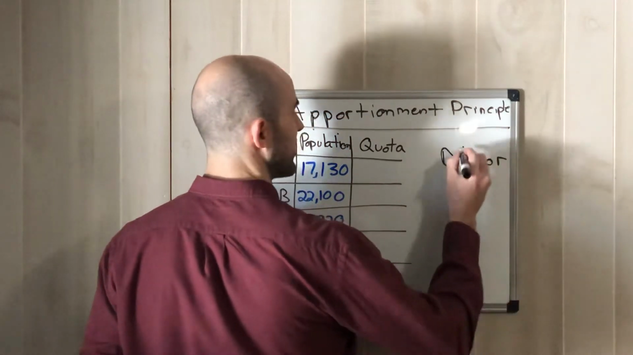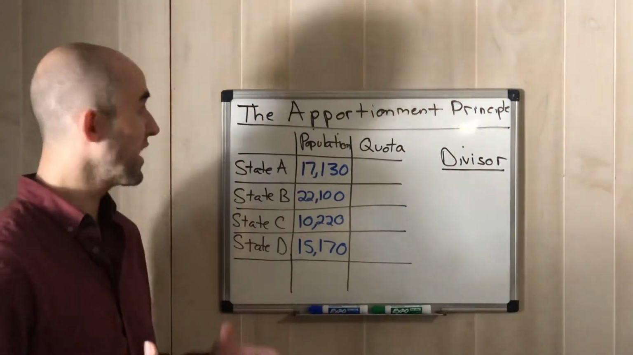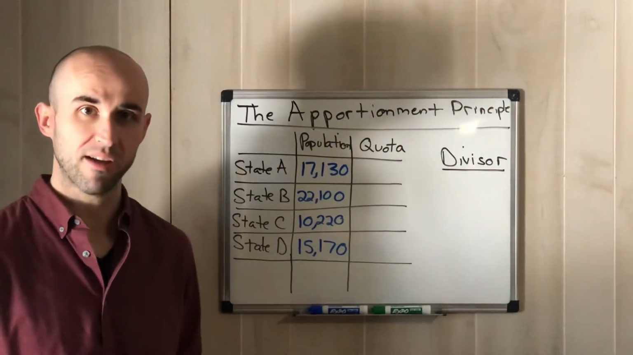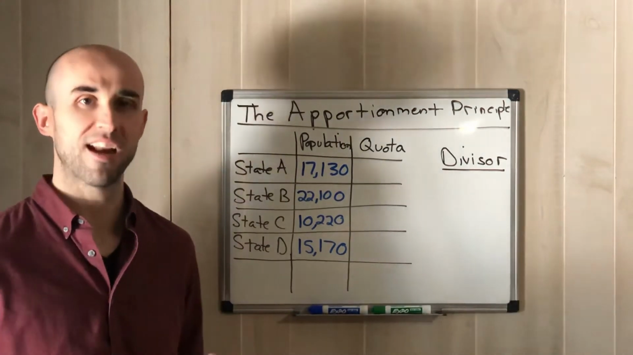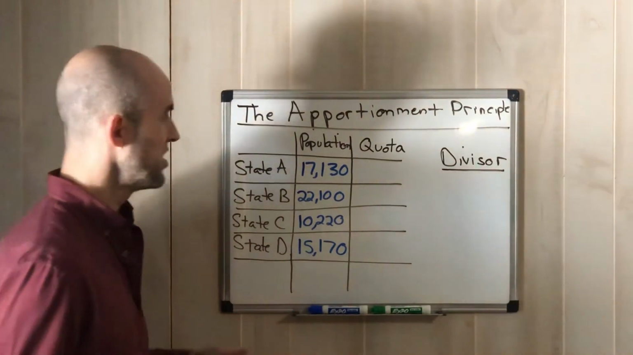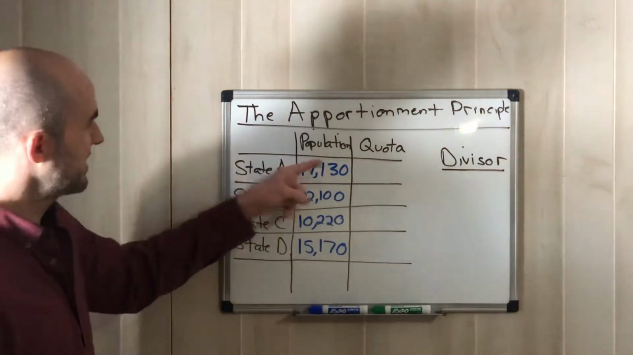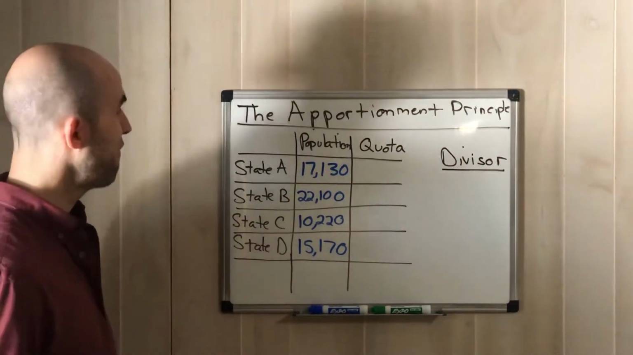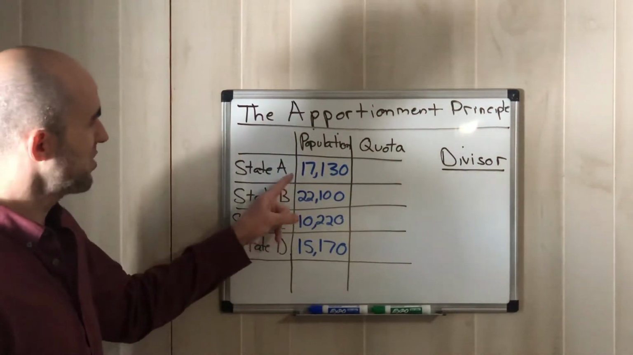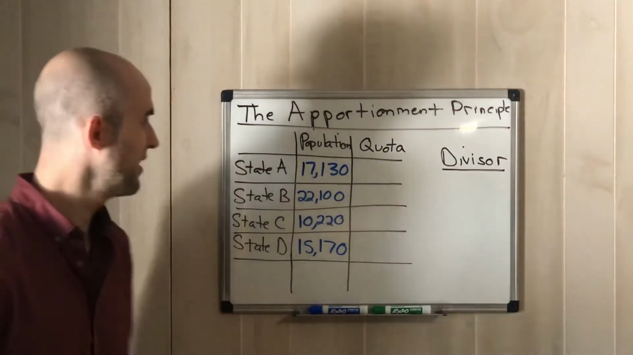And a divisor is the number that's going to tell us what we're going to divide each population by, right? Because that divisor is going to help us figure out how many representatives each state's going to have. So the divisor is the number that we need to figure out that's going to tell us what to divide each of those populations by. The way that we figure that out, first and foremost, is we have to figure out how many people total there are, right?